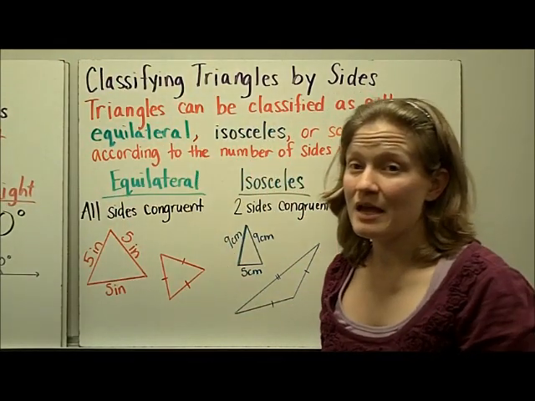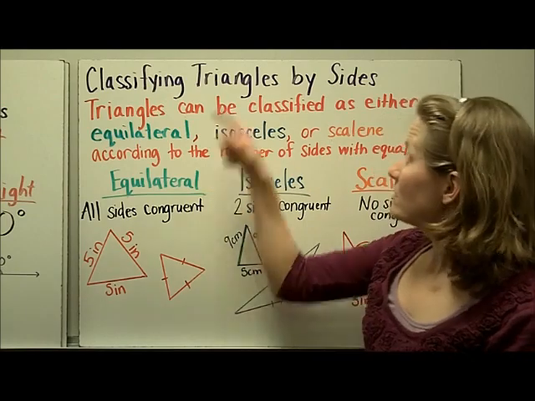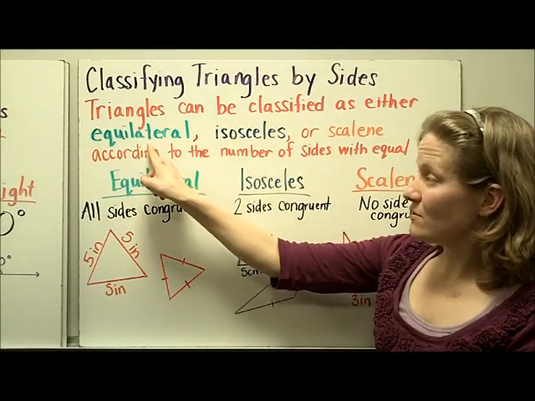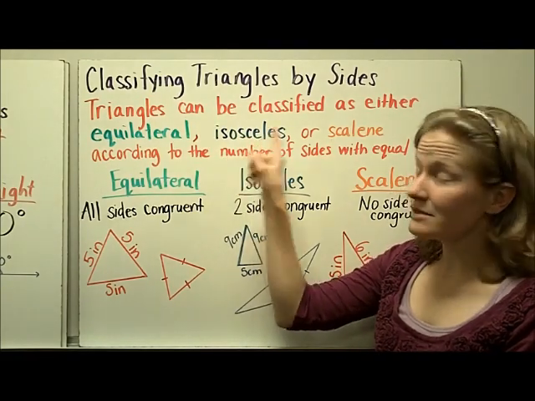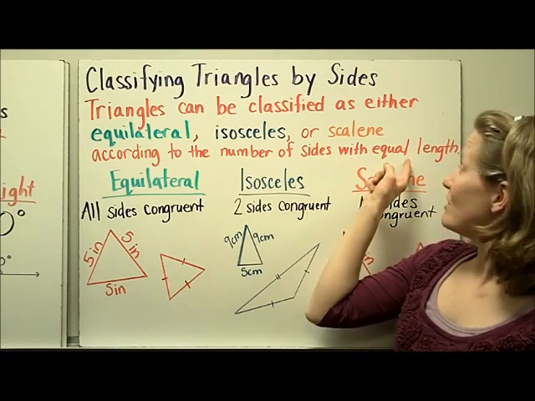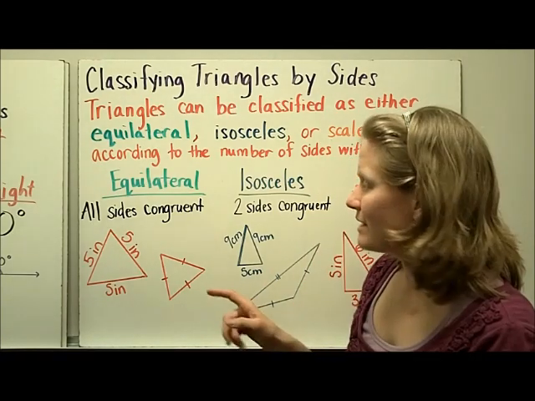Not only can we classify triangles by their angles, but we can also classify them by their sides. Triangles can be classified as either equilateral, isosceles, or scalene according to the number of sides with equal length. So let's take a look at what that means.